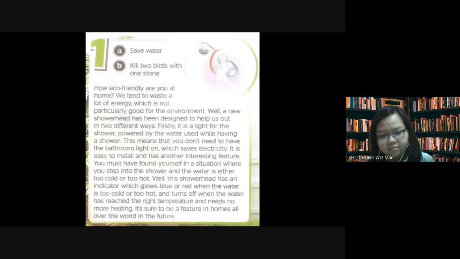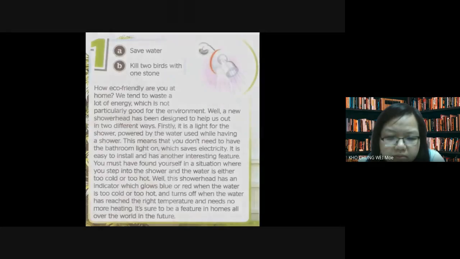You must have found yourself in a situation where you step into the shower and the water is either too cold or too hot. Well, this shower head has an indicator which glows blue or red when the water is too cold or too hot, and turns off when the water has reached the right temperature and needs no more heating. It's sure to be a feature in homes all over the world in the future.